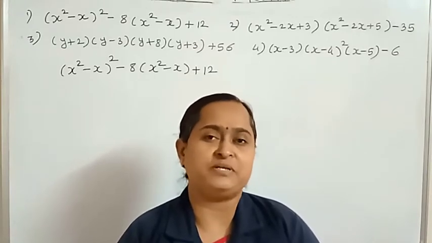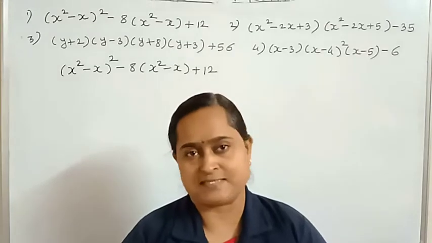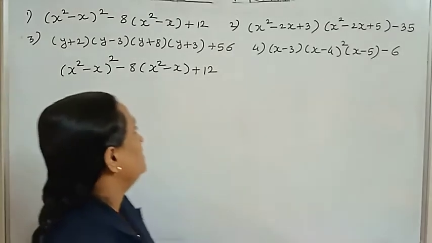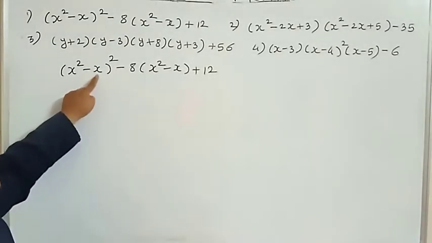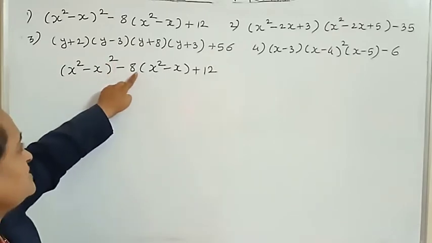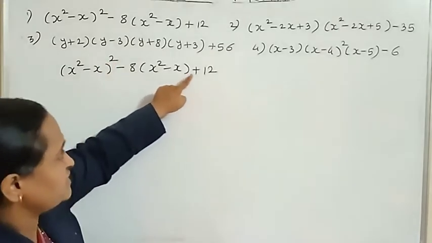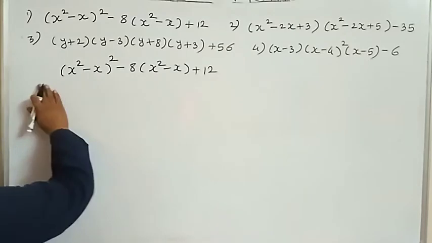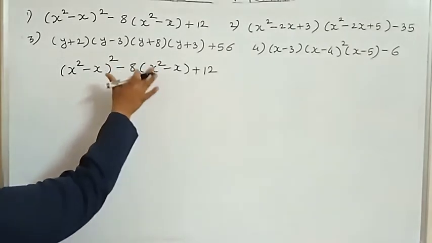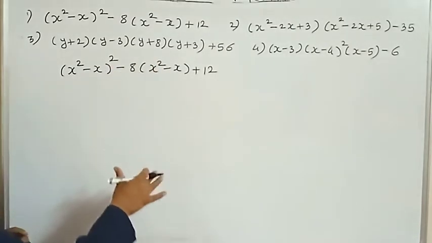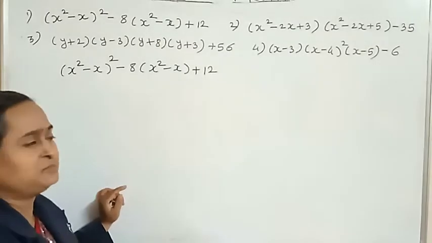About difficult examples of practice set 3.6. Let's see the first example: (x square minus x) bracket square minus 8(x square minus x) plus 12. In this type of example, first we have to convert this into a trinomial by making a suitable substitution.